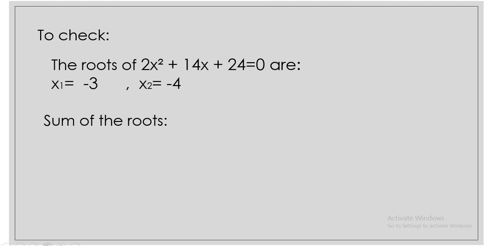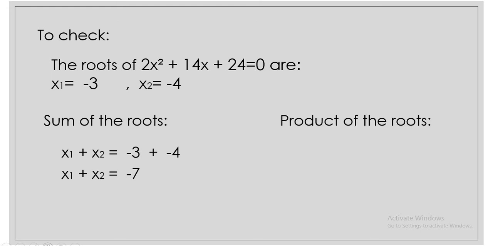Let us check it. Sum of the roots. So we have here x sub 1 plus x sub 2 is equal to negative 3 plus negative 4. So the sum of the roots is negative 7. So this is the same as the other formula earlier when you use negative b over a. While for the product of the roots, you used c over a earlier, but this time we will use the real roots.